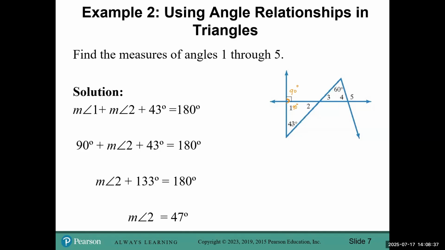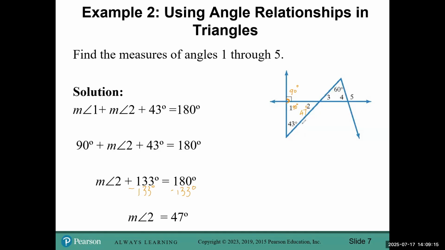And now I can use the fact that the three angles in a triangle have to add up to 180 to figure out angle 2. And that's what we've done here. Measure of angle 1 plus measure of angle 2 plus 43 degrees, this angle, has to be 180. And then we know angle 1 is 90 degrees. So we can simplify this and we get that the measure of angle 2 plus 133, which is the sum of 90 and 43, equals 180. And then subtracting 133 degrees from both sides, we find out the measure of angle 2 is 47 degrees.